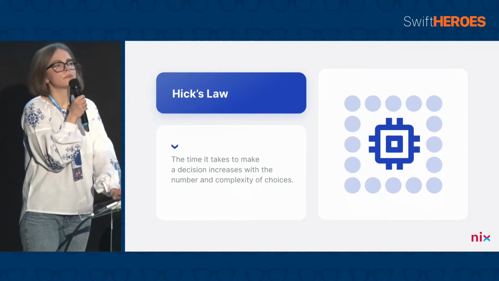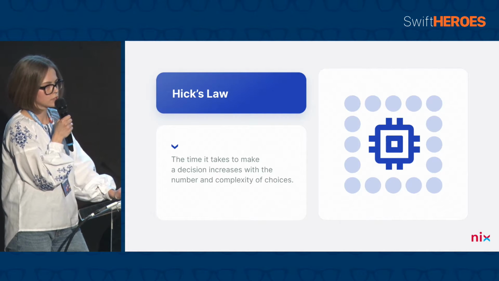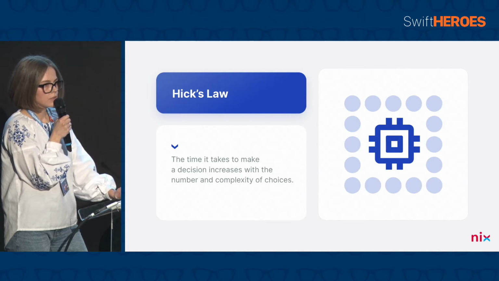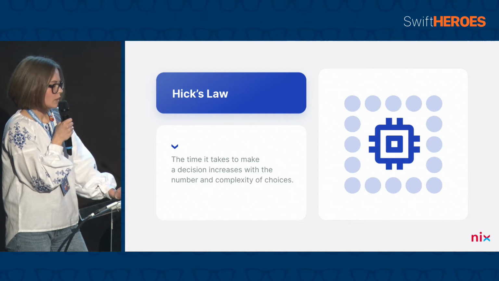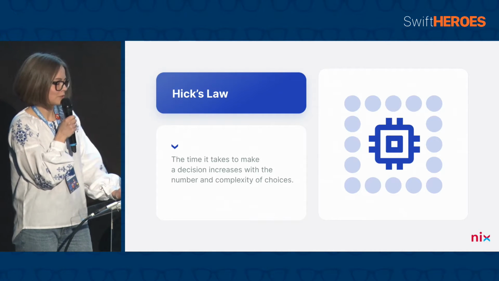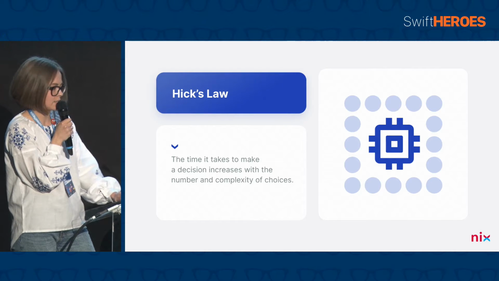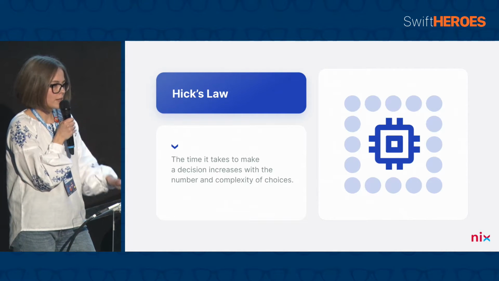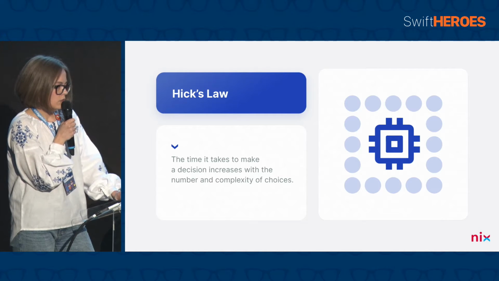Well, the next law is Hick's law. It claims that the more options a user has, the harder it is for them to make a decision. I think you have all experienced it, for example, in online shopping. If you have 2 options, it's super easy. But when there are so many options, you even feel frustrated.